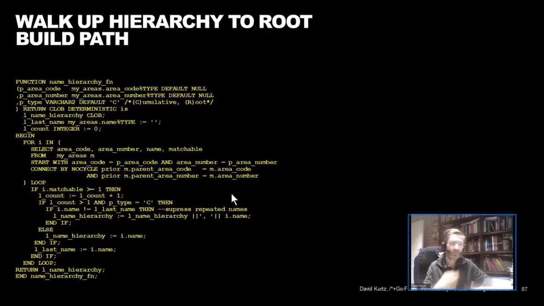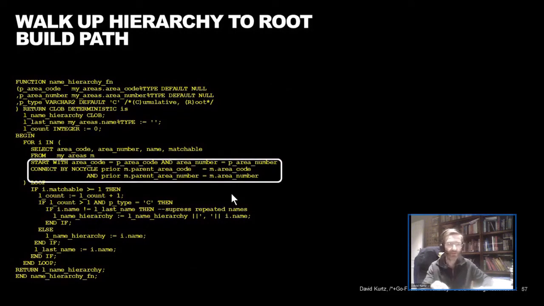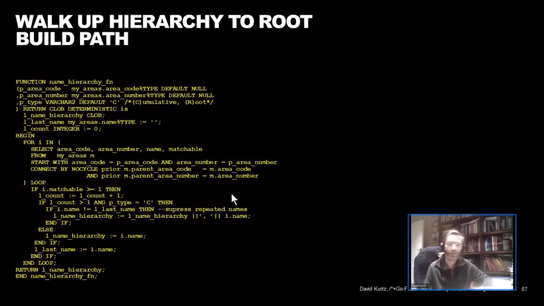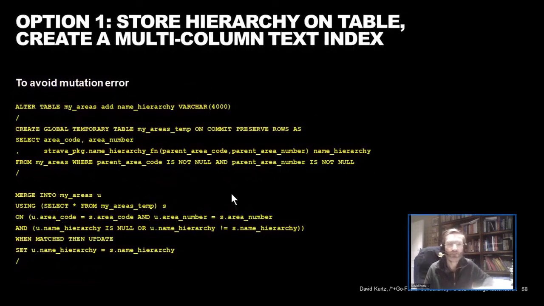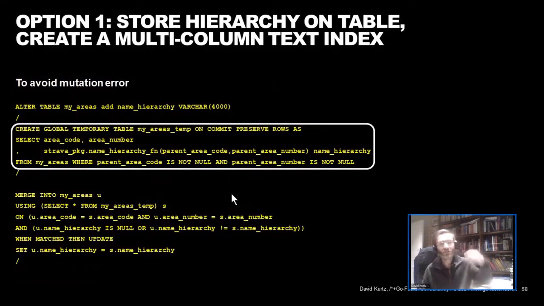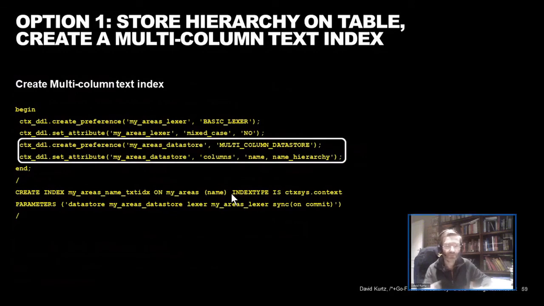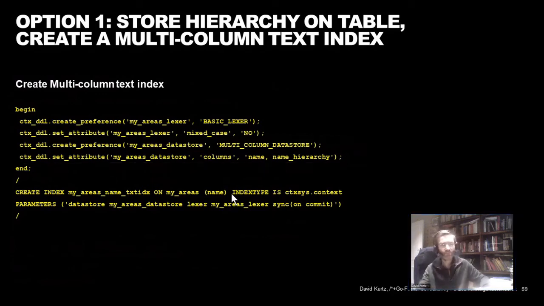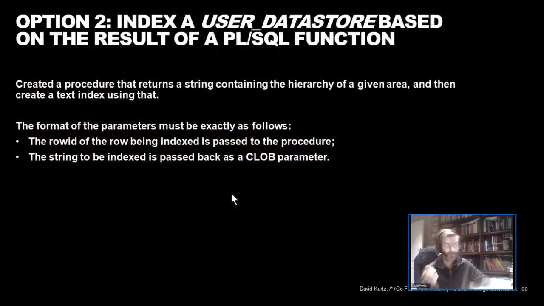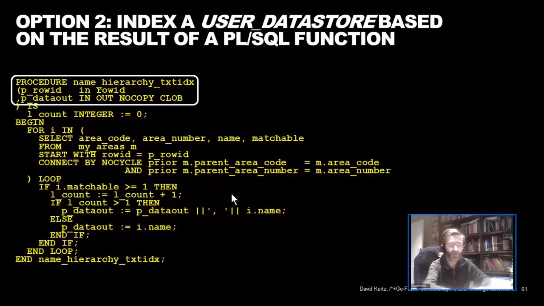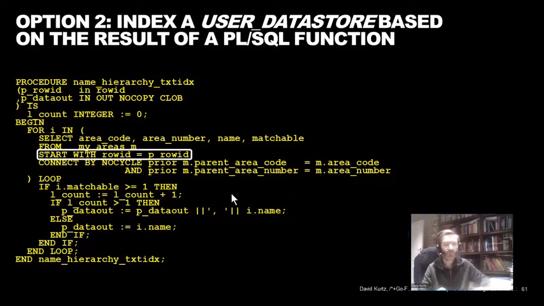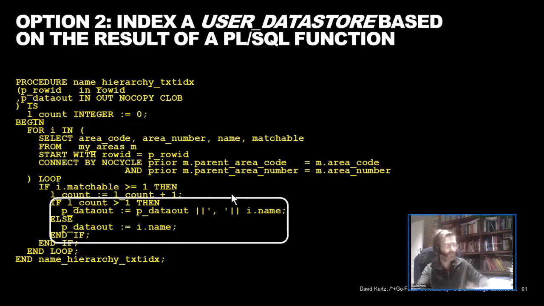So I'm going to create a function to build the hierarchy. Again, it uses a connect by prior hierarchical query. And I can build an index on it. One way is to update the hierarchy onto the areas table and then just index that straight. And I have a multi-column data store where I'm going to index the name and its hierarchy. Or I could index that function directly. Pass the row ID of the row I'm indexing, and I get, through another parameter, the data I'm indexing. So my hierarchical query now builds up the index key.